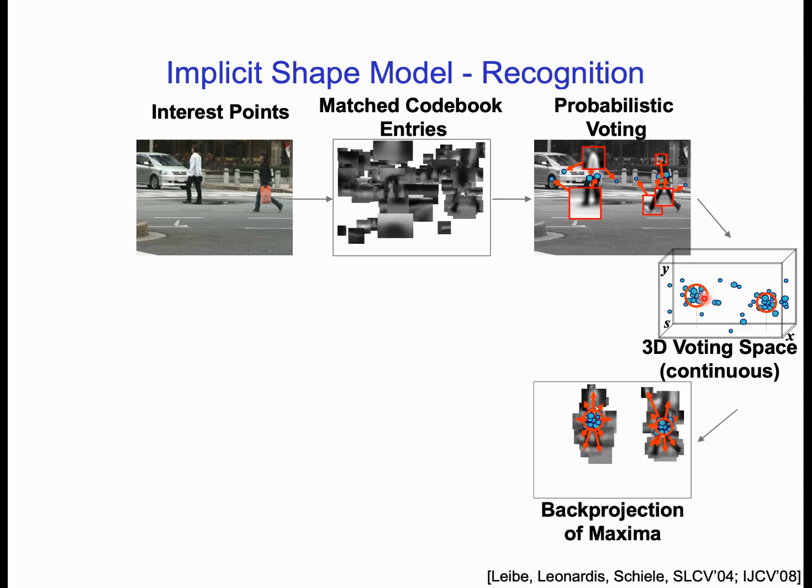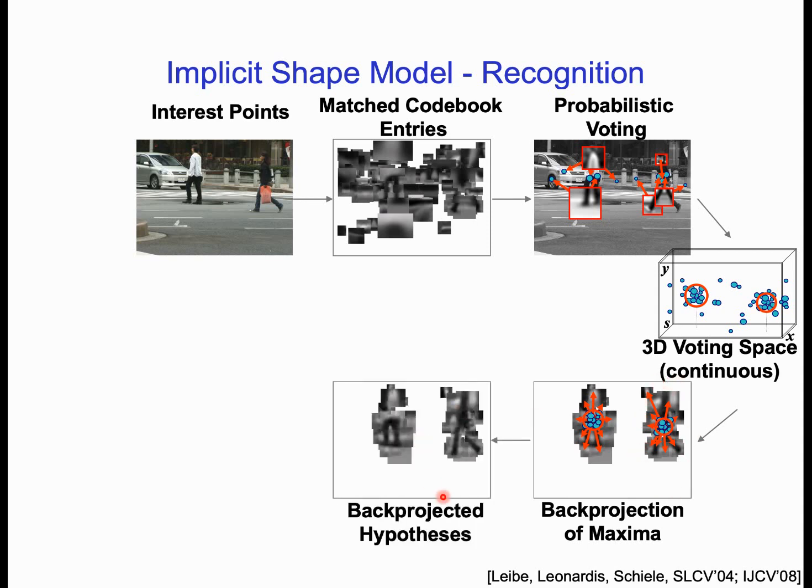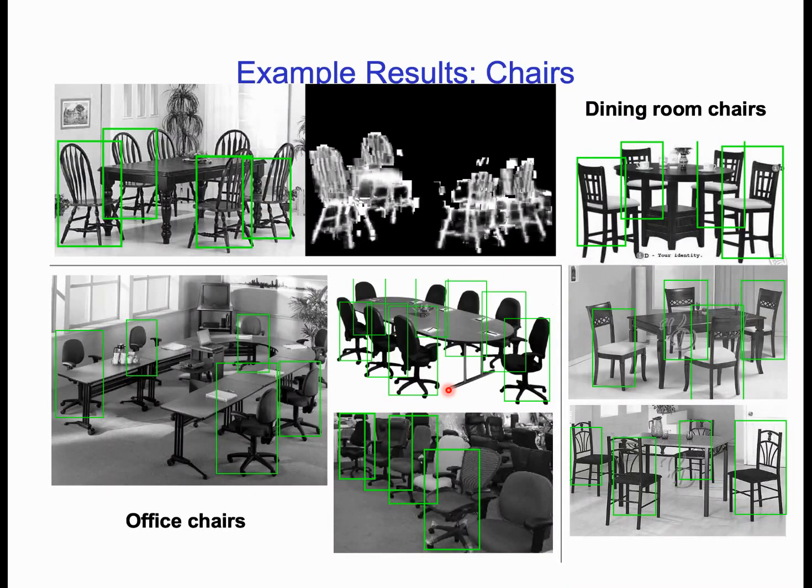And once I have the highest votes, I identify the location and the scale and back project, based on the assumption that the center of the object is here or here, where the other parts of the object should be, and using the best probability hypothesis, I can construct a bounding box around the object of interest. Let's see some examples with the chairs, which are very well structured images.